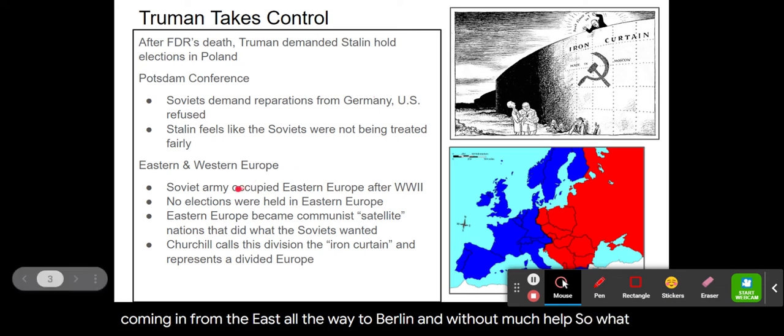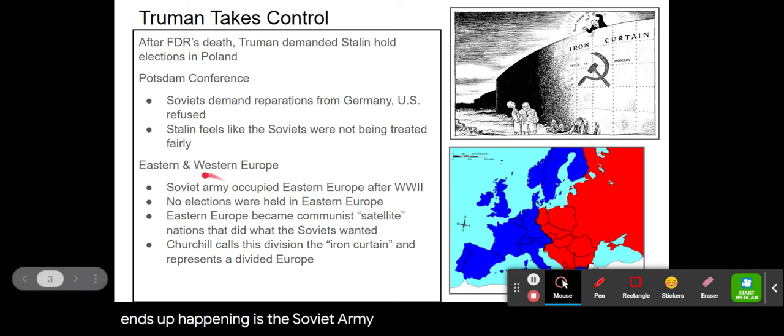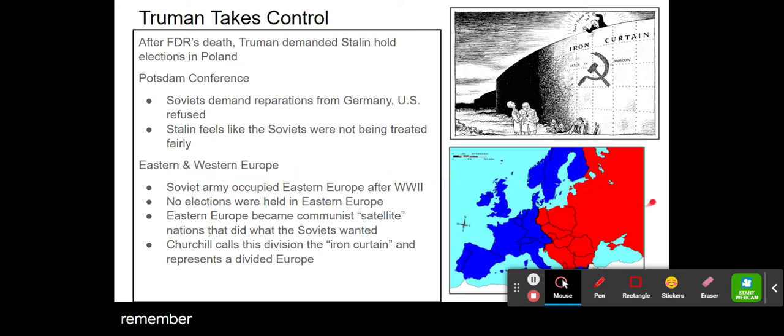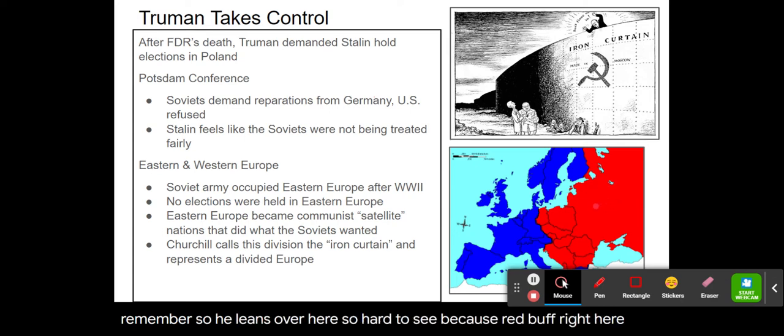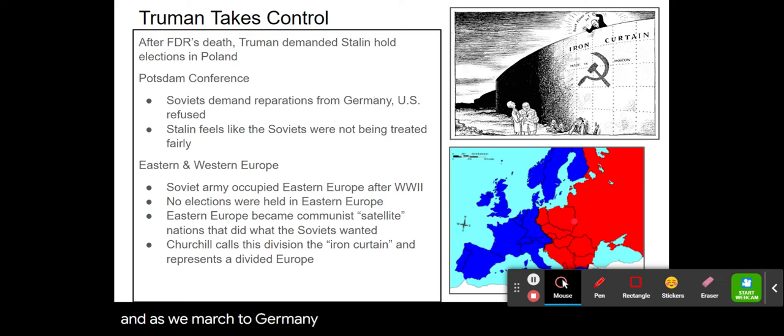And so what ends up happening is the Soviet army had occupied Eastern Europe because remember, the Soviet Union is over here. It's a little hard to see because it's red, but right here. And as they marched to Germany, they crossed through all this territory in Eastern Europe here. And so their armies were occupying these places as they marched to Berlin to end World War II. And after the war, they kind of stayed there.